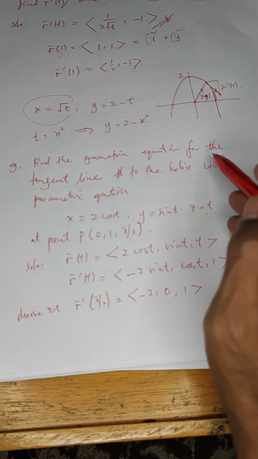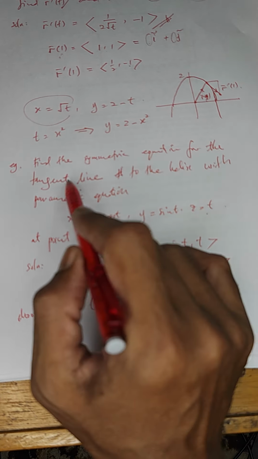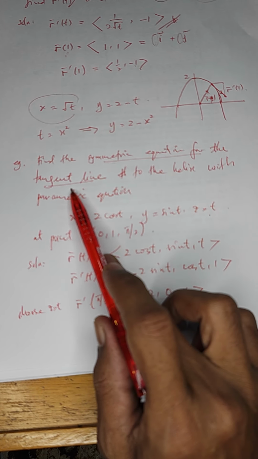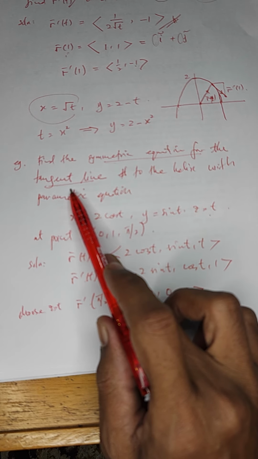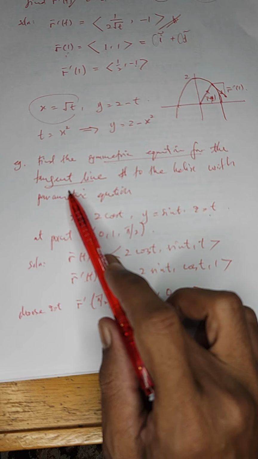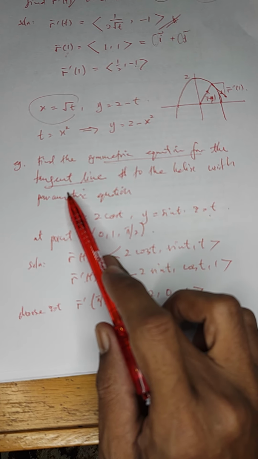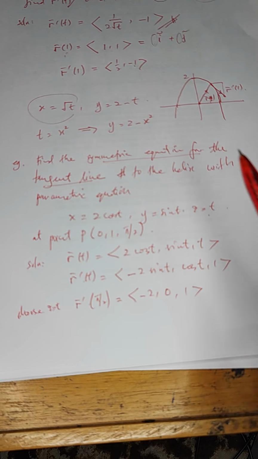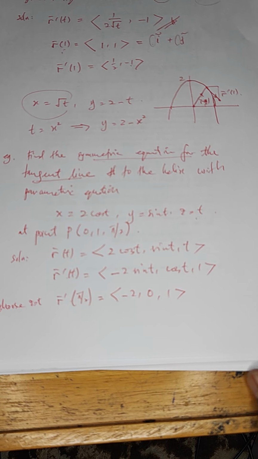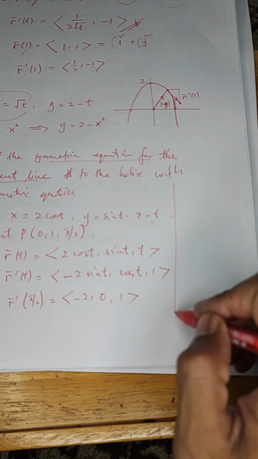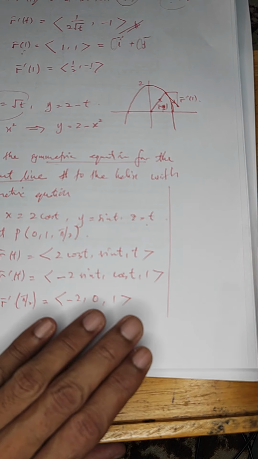So we need to find the symmetric equation for the tangent line. Which means this is a straight line. A straight line, but instead of a vector equation, we need a symmetric equation. You know what a symmetric equation is: x minus x naught over v1, equal to y minus y naught over v2, and so on. Now, for the equation of a straight line, let me recall what we have learned.